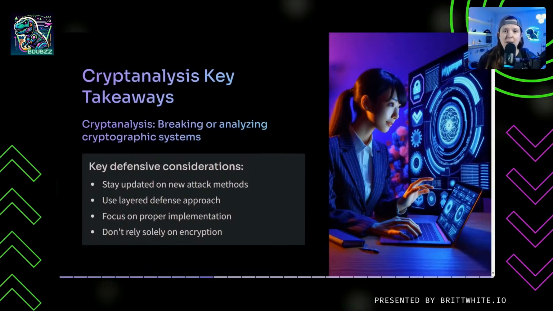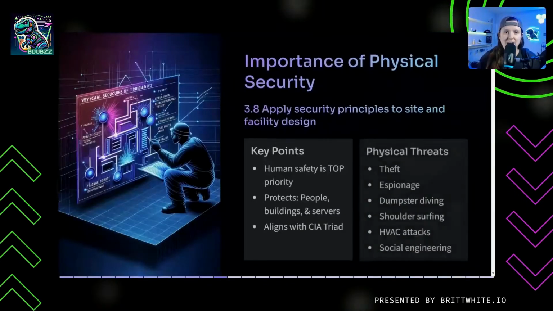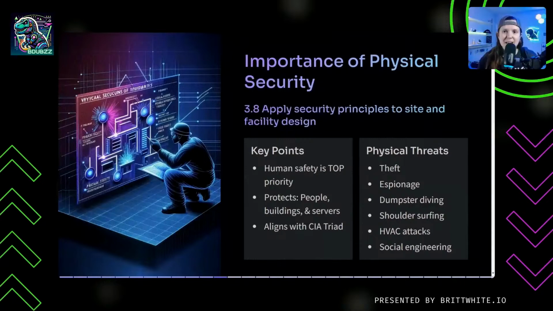Now let's move into exam objective 3.8, and let's talk physical security. Protecting the real world, people, buildings, servers, from threats like theft, fires, or floods. This ties right into the CIA triad, where confidentiality means keeping intruders out, integrity stops tampering, and availability keeps systems running. But here's the deal, human safety comes first.